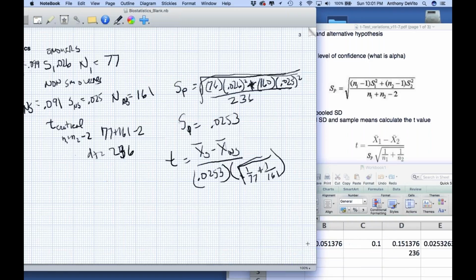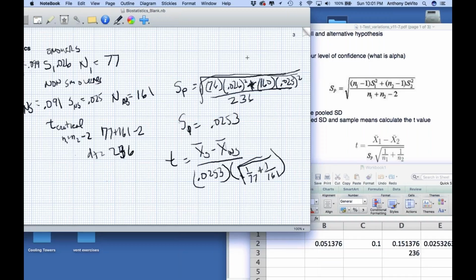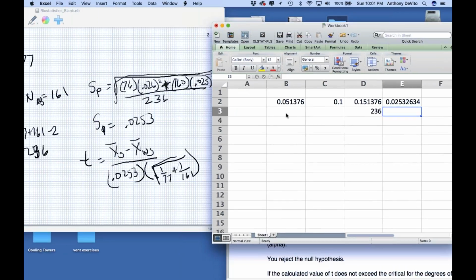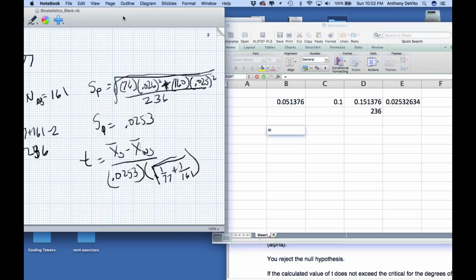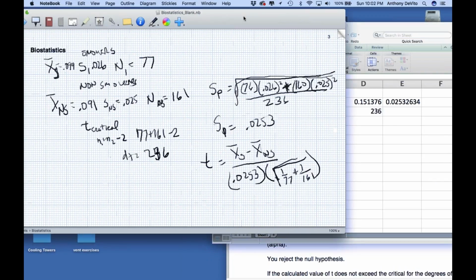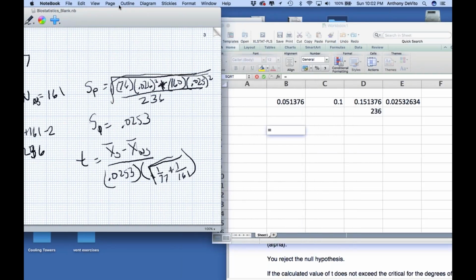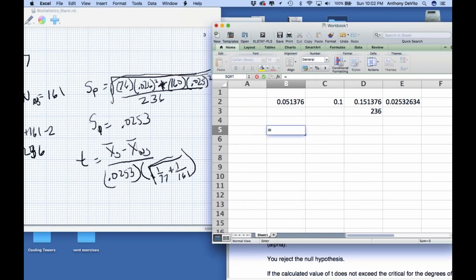So again, I'm going to go back to Excel. Okay, let me bring it up here. On the top, that's going to be equal to the difference between our two means, right? What were our two means? Our two means were 0.099 and 0.091. 0.099 minus 0.091. That's our numerator, right? That's our top.